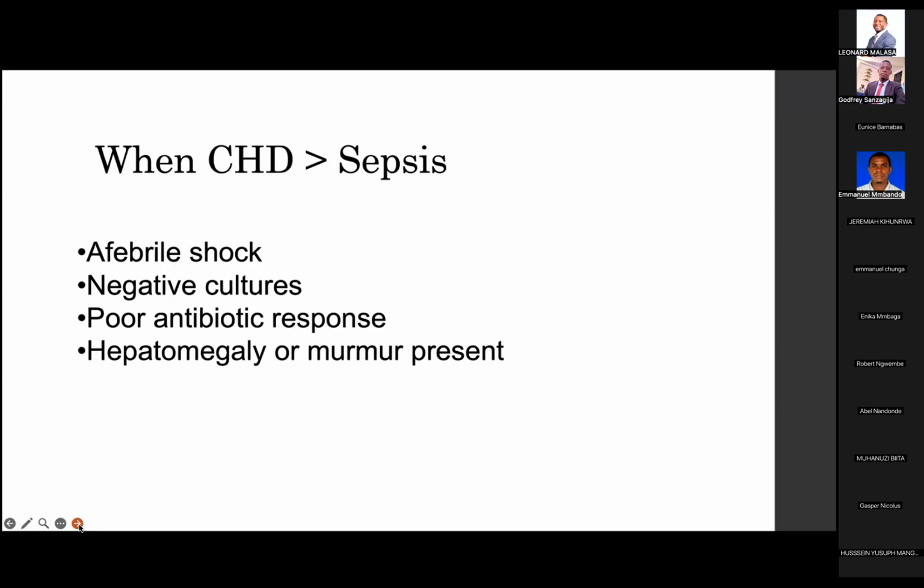So again, when are you going to suspect congenital heart disease? You're thinking about an afebrile shock patient, negative cultures, poor antibiotic response, hepatomegaly or murmur present. This is when you think about the heart and not just sepsis. Okay.